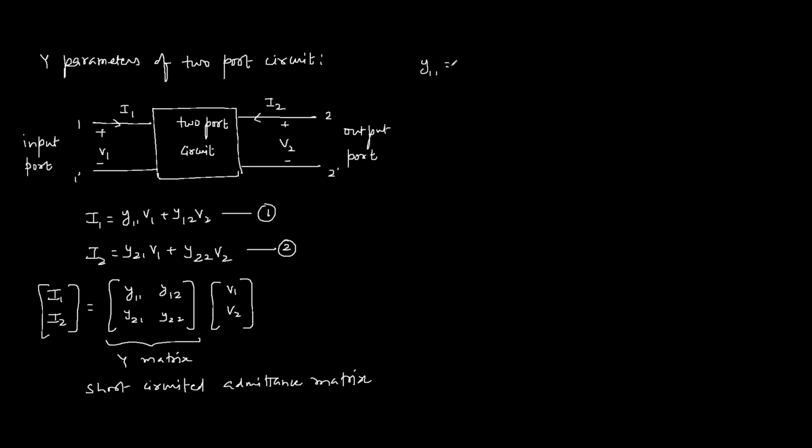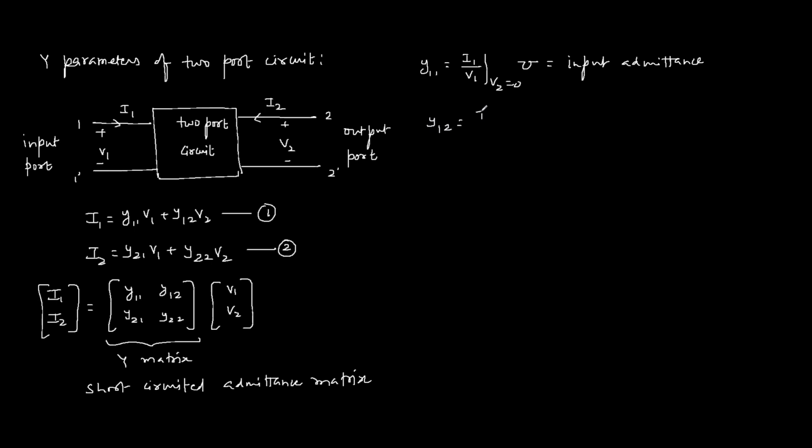Now Y11 is I1 over V1 when V2 is 0. Its unit is mho. It is called input admittance because it is the ratio of current to voltage of input port when the output port is short circuited.